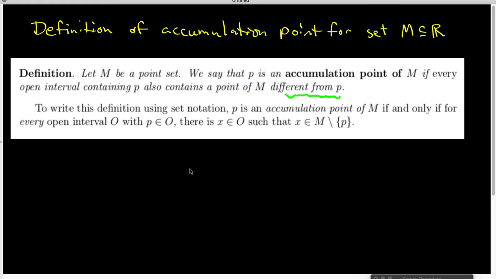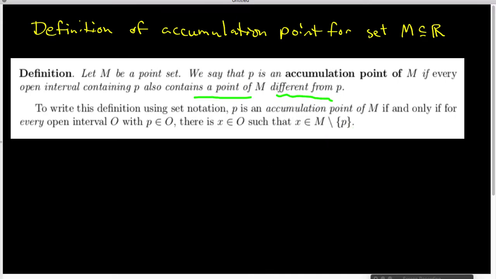Now, if I want to write this more symbolically, I have to actually start putting some certain things in. The if and only if is because this is a definition, and every open interval, we're going to give the open interval a name, O, that contains P. That's what P is in O means. There is an X inside the open interval such that X is in M, take away P, and this take away the set containing P is how we're saying symbolically that this point of M is different from P.